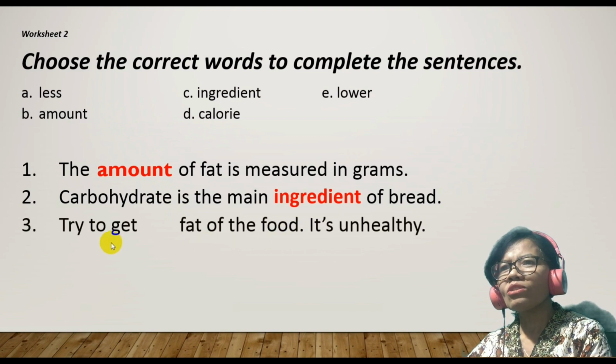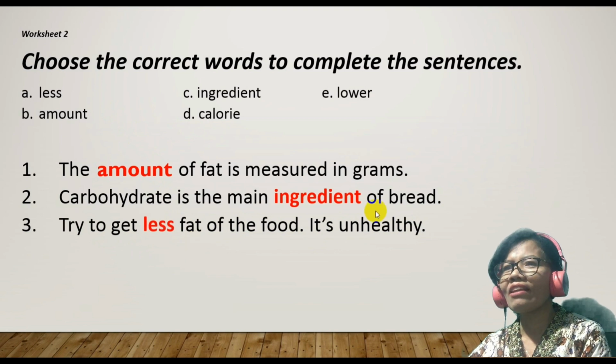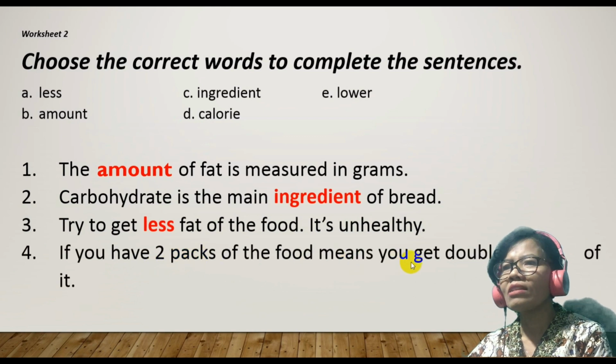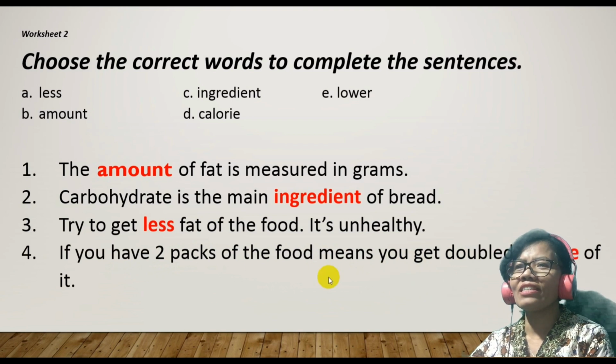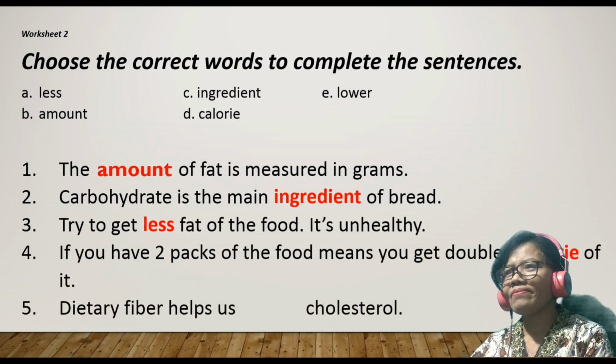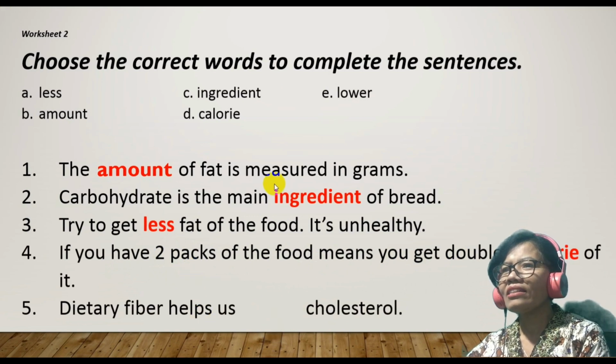Number 3. To get less of the fat of the food, it is unhealthy. To get, yeah, less because it is unhealthy. Number 4, if you have, for example, 2 packs of food, means you get double, yes, calorie. And the last one, dietary fiber helps us lower. Yeah, okay, good.